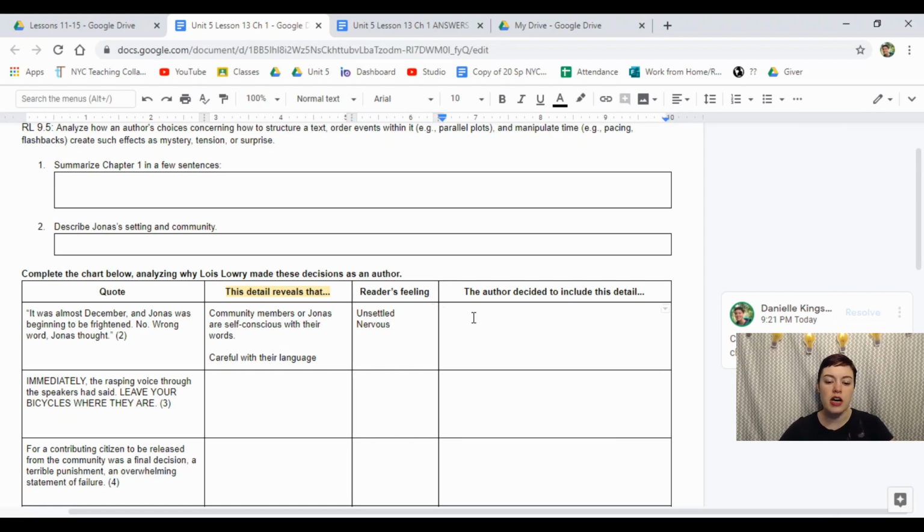So here, this is where your 9th grade standard really starts to kick in. Why did the author decide to include this detail? We've already talked about this before, that every single word an author writes was put there on purpose. So why would the author decide to start her book with this line? It was almost December and Jonas was beginning to be frightened. No, wrong word, Jonas thought. It gives us a nervous feeling. It's revealing that people are self-conscious and careful with their language. Why would Lois Lowry do this?